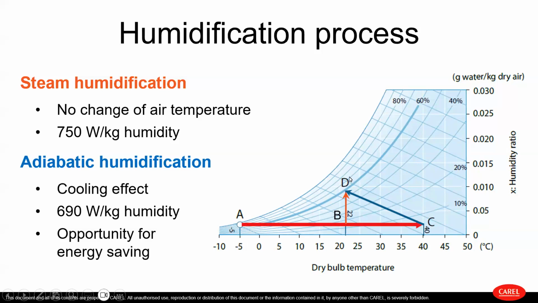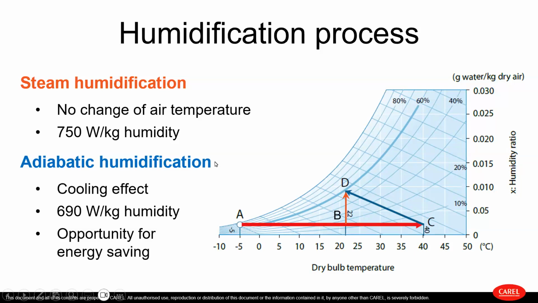This humidification is also called isothermal because it doesn't change significantly the temperature of the air and leads to the set point. Here, the energy consumed is the one to boil the water, and the power needed to evaporate 1 kilogram of water is around 750 watt. That can be provided by electrical energy or gas.